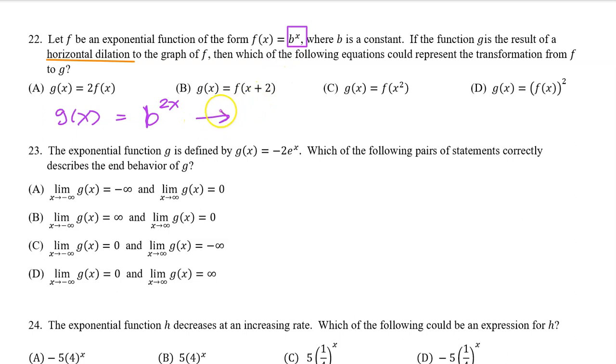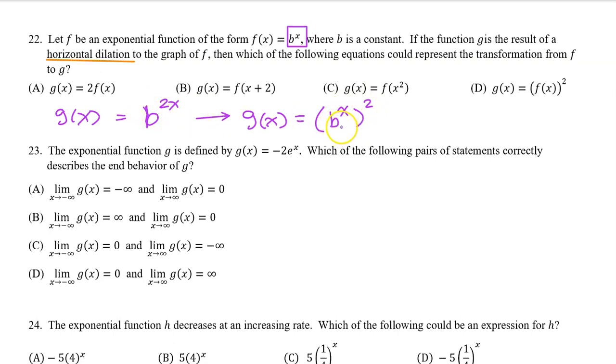So I will rewrite this as g of x equals. We can rewrite this as a power raised to the power. So this would be the same thing as b to the x power squared. When you raise a power to a power, you multiply. So this would be the same as this.